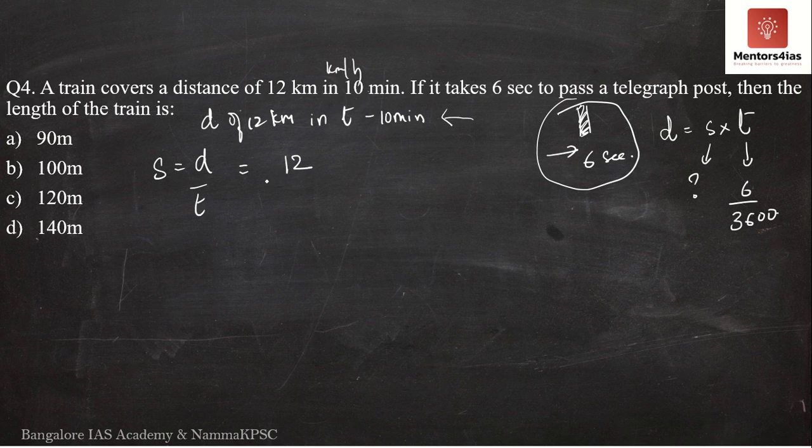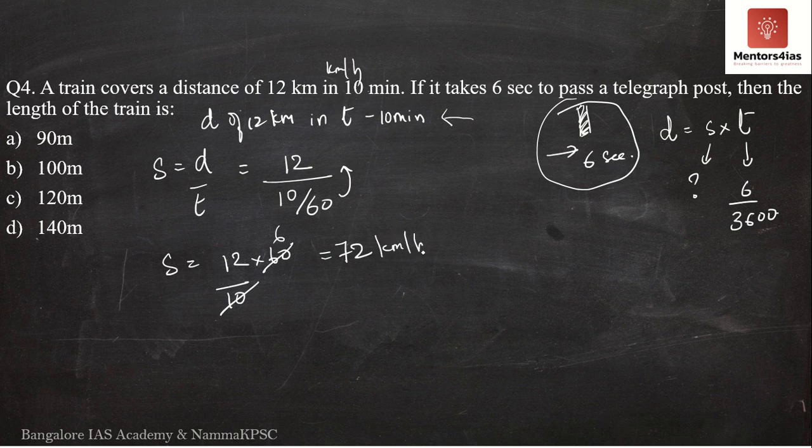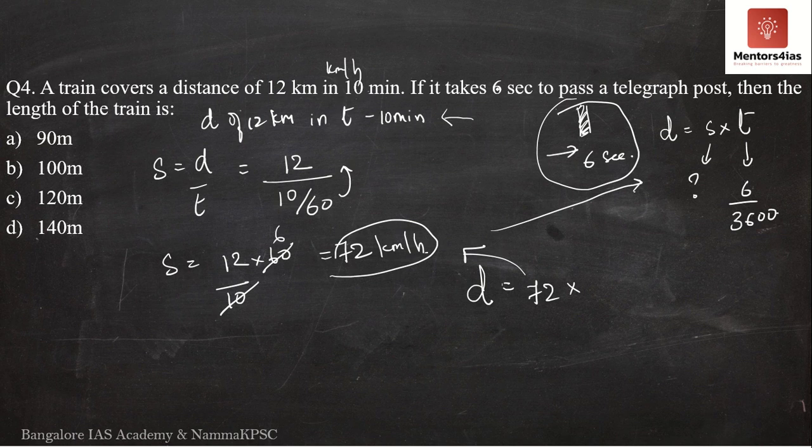10 minutes is how many hours? Nothing but 10 by 60 hours. So we take 60 to the numerator and we have speed as 12 into 60 divided by 10. 10 sixes are 60, so 12 into 6 is 72 kilometers per hour. Now we substitute speed as 72 kilometers per hour. What is the question asking for? The length of the train, which is nothing but distance. Distance is speed into time: 72 kilometers per hour into 6 seconds, that is 6 divided by 3600.